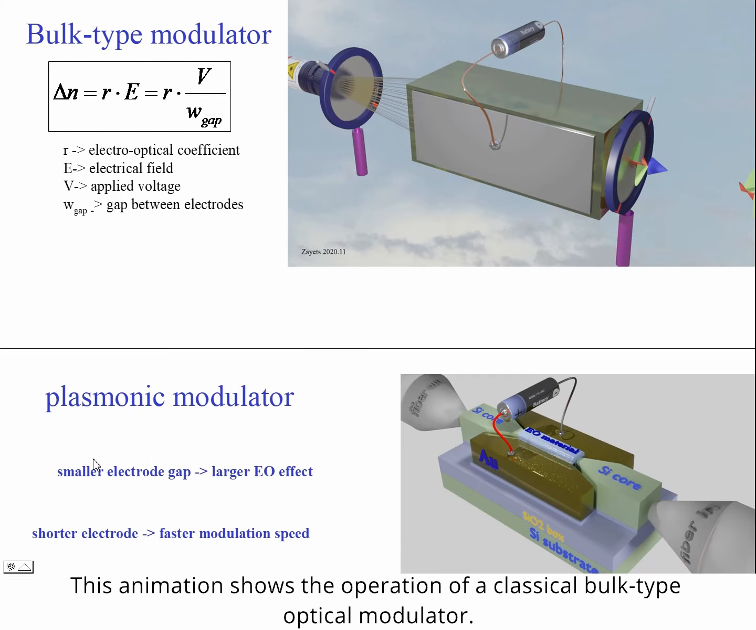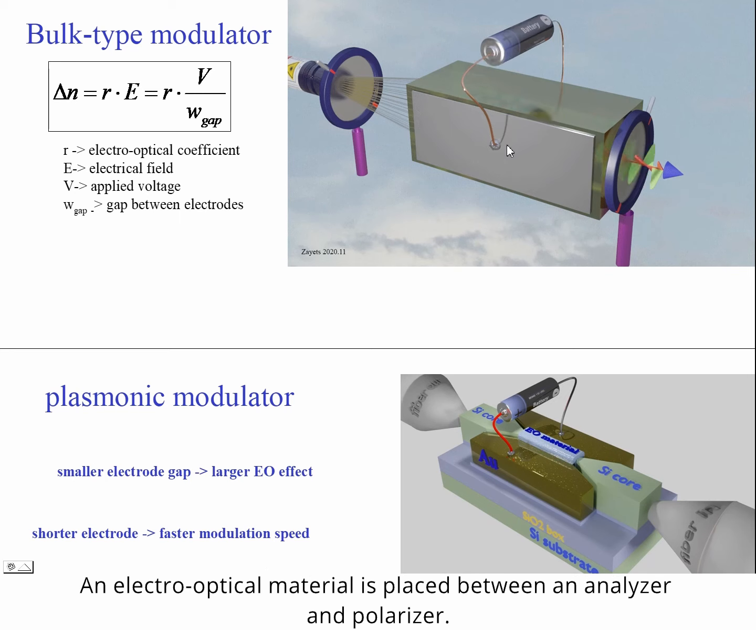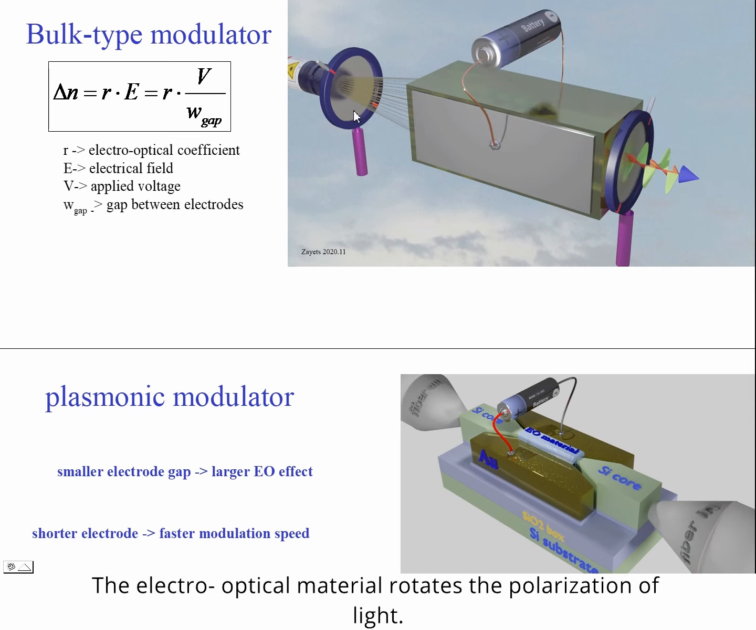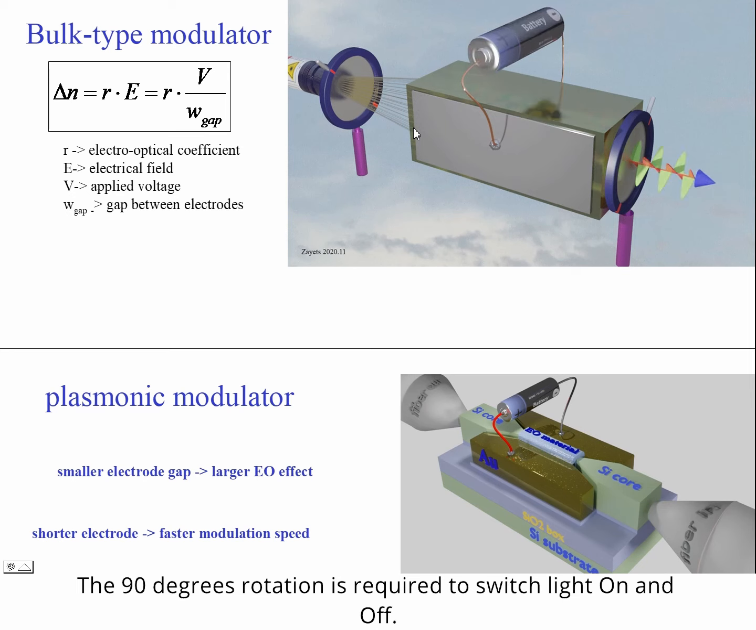This animation shows the operation of classical bulk-type optical modulator. An electro-optical material is placed between analyzer and polarizer. The electro-optical material rotates the polarization of light. The 90 degrees rotation is required to switch light on and off.